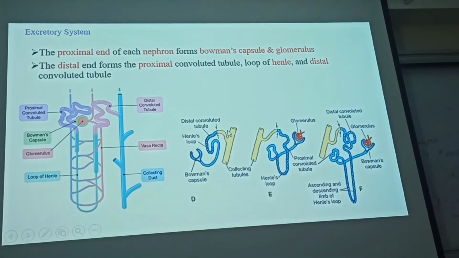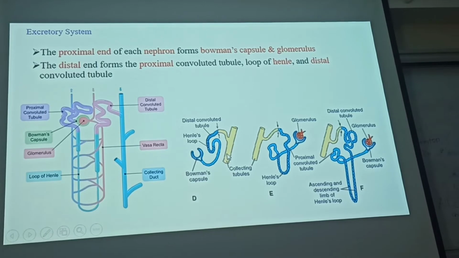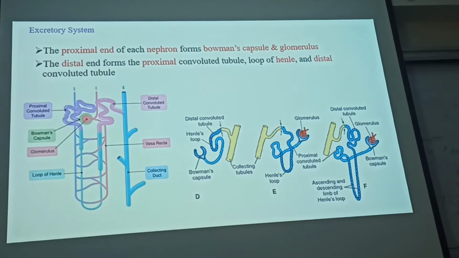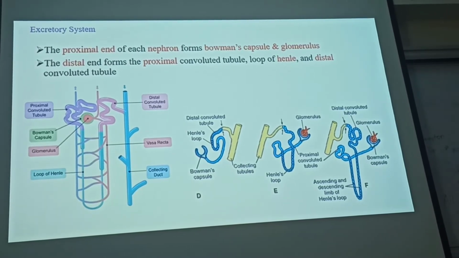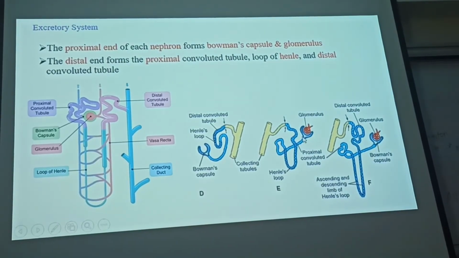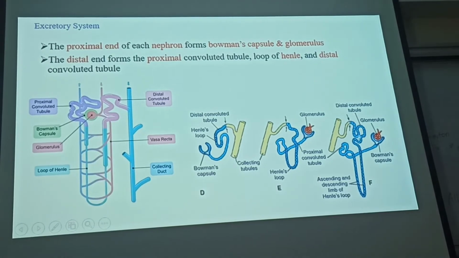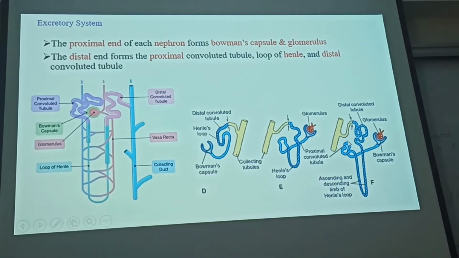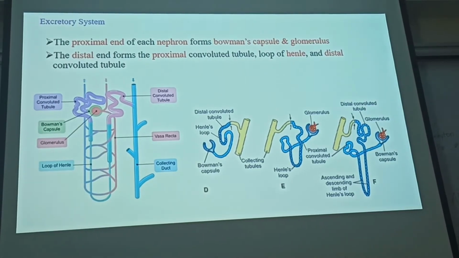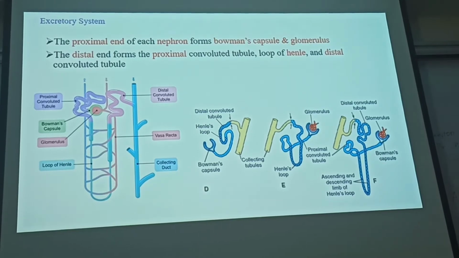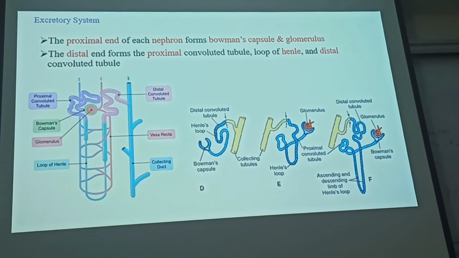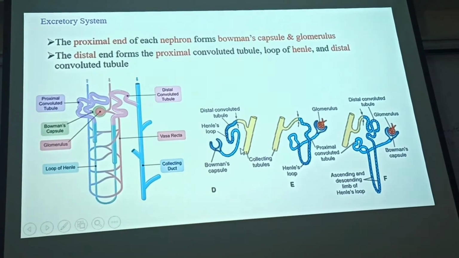What is this? Collecting tubules. That is originated from mesonephric duct. And what is this? Distal, proximal. These structures are originated from metanephric cap or tissue. Any questions so far? No?